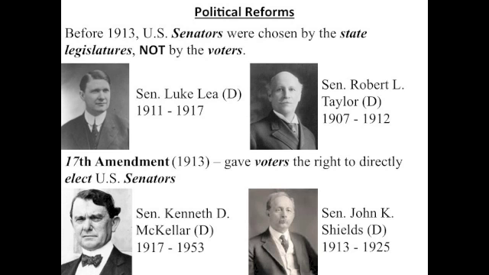The 17th Amendment allows voters to directly elect their U.S. senators. Prior to 1913, U.S. senators were chosen by state legislators. Only the House of Representatives were directly voted on by citizens, by the voters. But after the 17th Amendment, also in 1913, voters would get to elect U.S. senators and members of the House of Representatives.